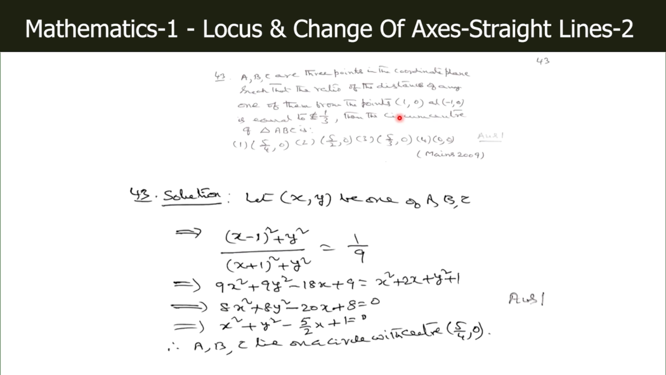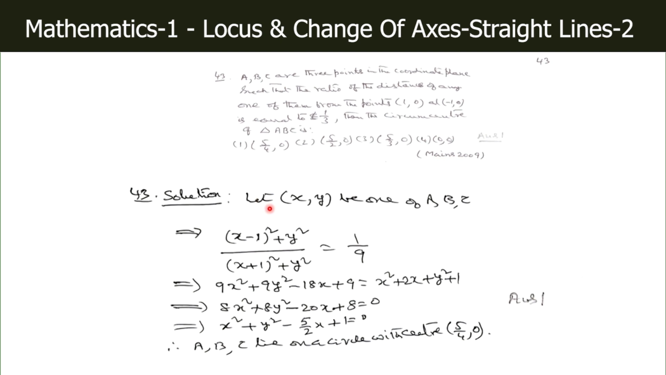Right. Next, A, B, C are 3 points in the coordinate plane such that the ratio of the distance of any one of them from the points (1, 0) and (-1, 0) is equal to 1 by 3. Then the circumcenter of triangle ABC is: 1) (5/4, 0), 2) (5/2, 0), 3) (5/3, 0), and 4) (0, 0), which is the origin. And this was asked in Mains 2009.